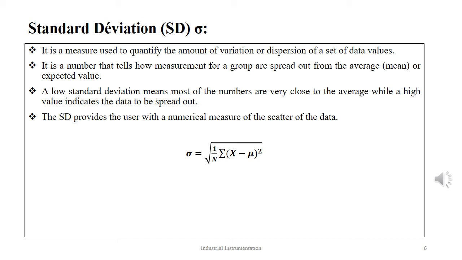The standard deviation provides the user with a numerical measure of the scatter of the data. Numerically, sigma equal to square root of 1 by n summation (x minus mu) whole square, where mu is the mean.